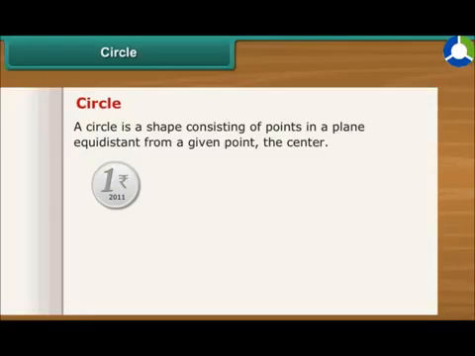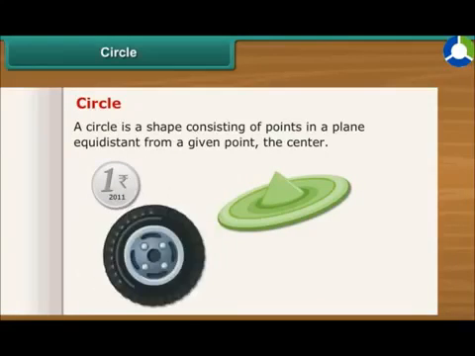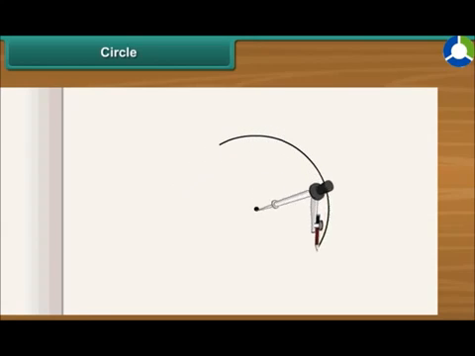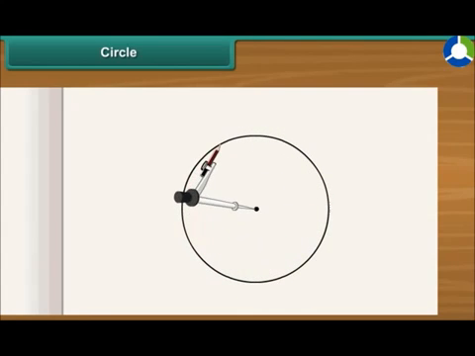1 rupee coins, flying disc, wheel, CD are circular in shape. The length of the line segment from center of the circle to any point on the circle is called the radius. Twice the radius of the circle is called the diameter of the circle. A circle of a given radius can be drawn with the help of a compass.